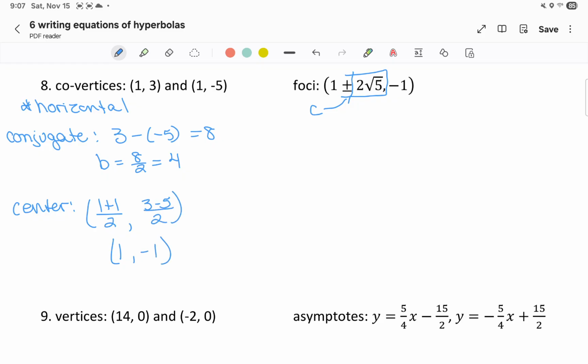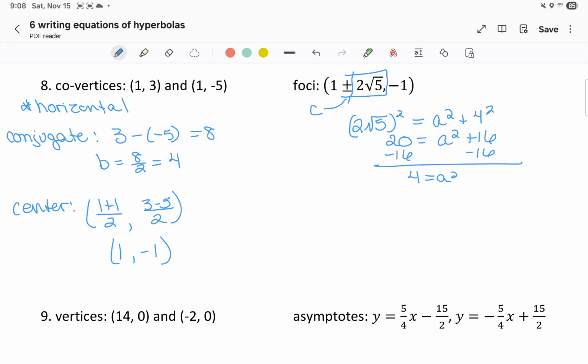So for C, we're going to have 2 square roots of 5 squared equals a squared plus 4 squared for b squared. So that is 16 plus a squared. And then 2 squared is 4, square root of 5 squared is 5, so 4 times 5 is 20. And then we're going to subtract 16, so that leaves us 4 for a squared, so a equals 2.